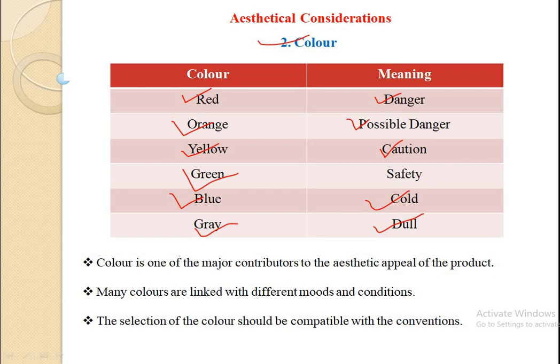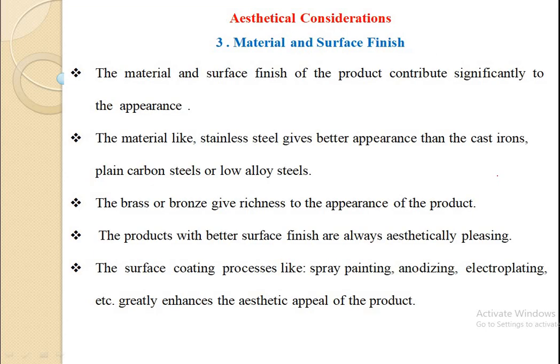Now the first parameter we have seen is the product shape, that is the form of the product. The second parameter is the color of the product, and these color combinations are used to highlight the meaning of that particular product. These are the meanings which are associated with these colors. Now the third parameter in the aesthetical consideration is the material and surface finish.